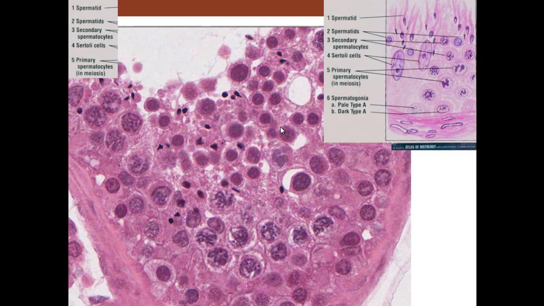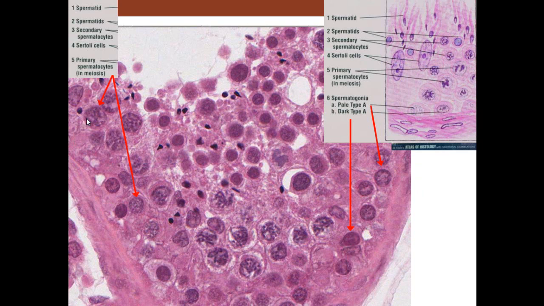So if we look at a real specimen, we can see the spermatogonia on the base. We have those that are pale. We have those that are dark. So there are two different types of spermatogonia identified in humans. And then we have their primary spermatocytes. That's one generation of the primary spermatocytes.